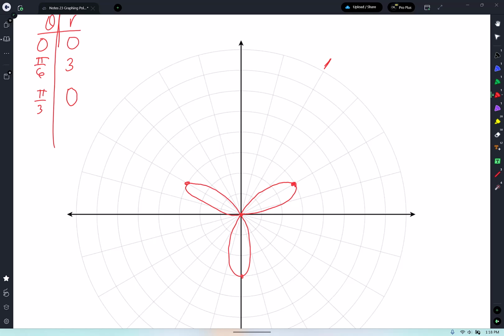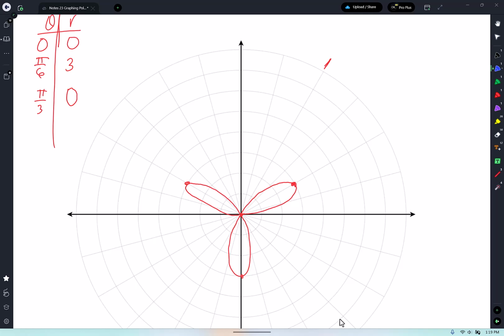If you were to keep going, right? Pi over 3, then pi over 2, 2 pi over 3. The max would be with magnitude of 3. So wherever you see the over 6s, on the other over 6, 5 pi over 6, you get another. And then add 3 pi over 2.